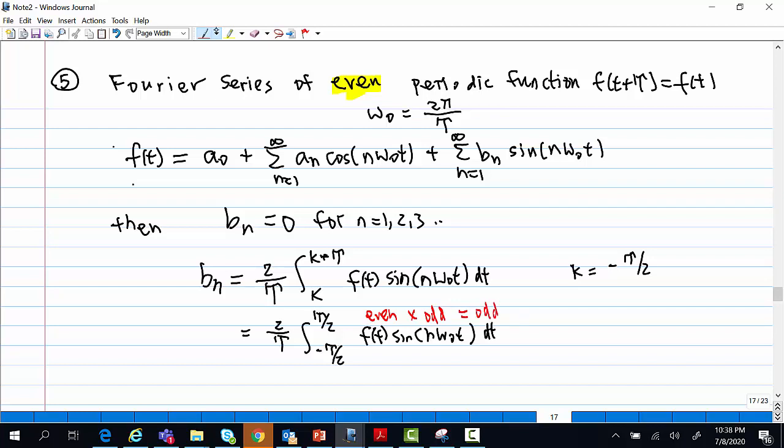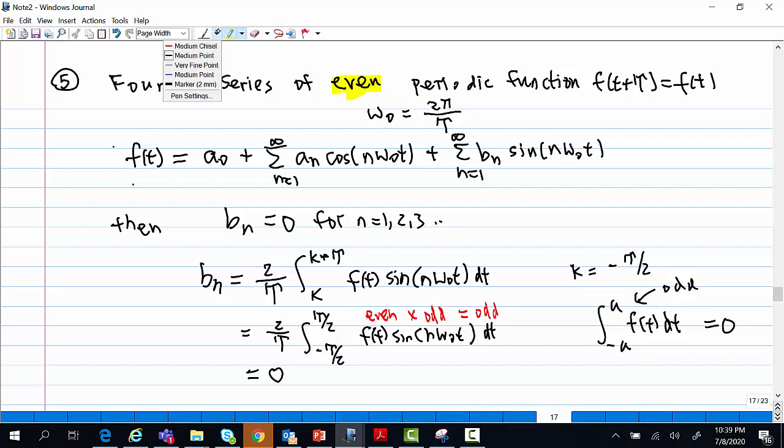And we know from the earlier result that the integral from minus a to a of an odd function is equal to 0, because the wave on the left-hand side and the wave on the right-hand side will cancel each other. So this bn is equal to 0. This is why bn disappears. So for the even function, you don't need to find bn because bn disappears.